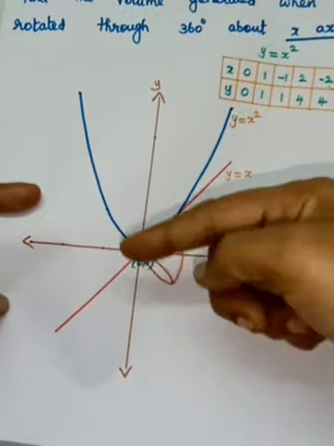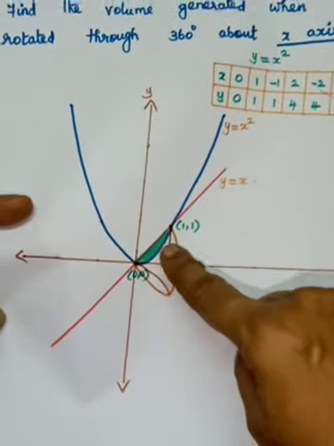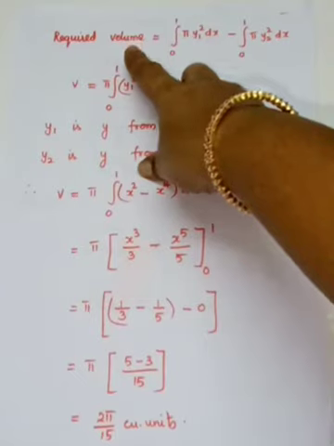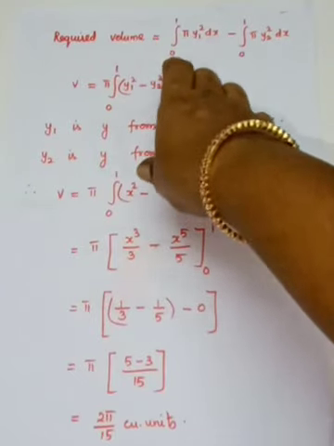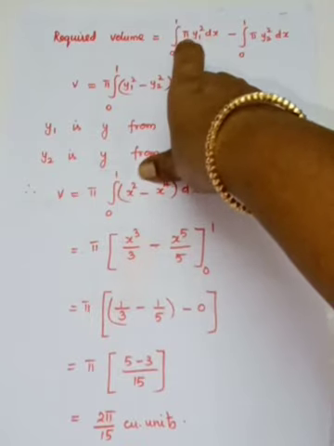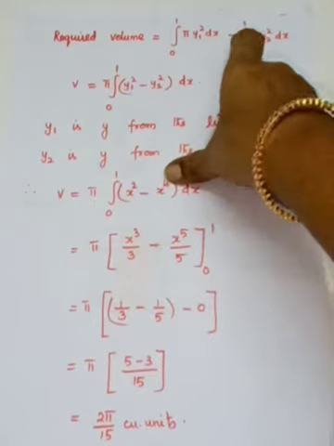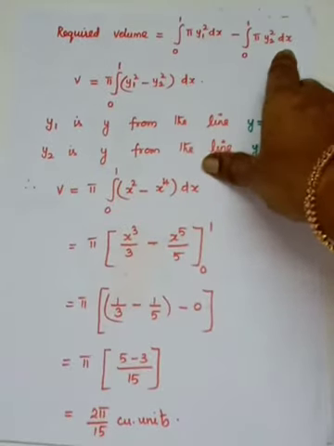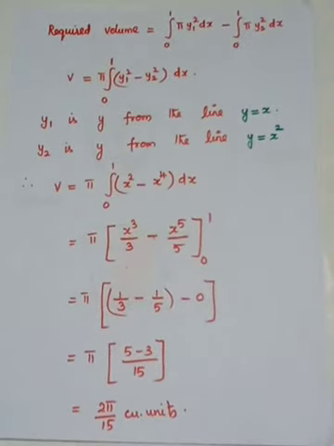When it is revolved about the x-axis, you will get this solid, and we are going to find the volume of the solid. So the required volume is integral 0 to 1 pi y1 squared dx minus integral 0 to 1 pi y2 squared dx, because here two curves are involved.